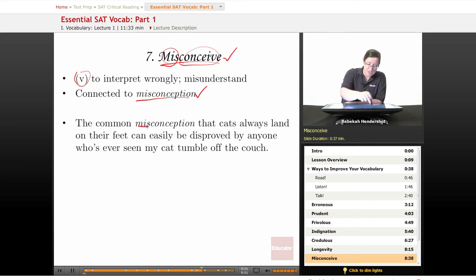The common misconception that cats always land on their feet can easily be disproved by anyone who's ever seen my cat tumble off the couch. It is a misconception that cats always land on their feet. Just watch my cat fall off the couch and you'll realize it's a wrong idea.